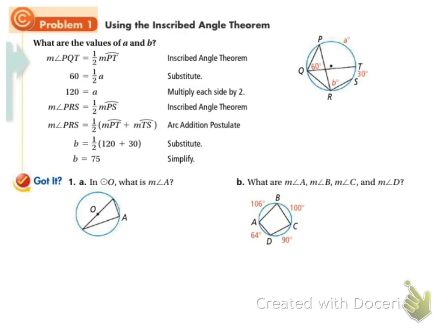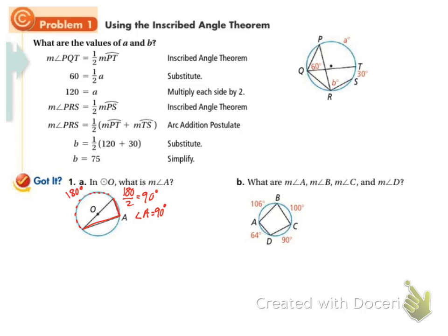So let's try it. If we look here at number 1, our got it problem, I'm going to use some colors to make sure that we figure out what arc goes with what angle. So we're looking at this angle, and it goes with this arc. So we don't have a number on either of those, but if you look at the arc, that is half a circle, right? Here's the diameter. So this arc then is 180 degrees, and if we do 180 divided by 2, we get 90 degrees. So angle A is 90 degrees.